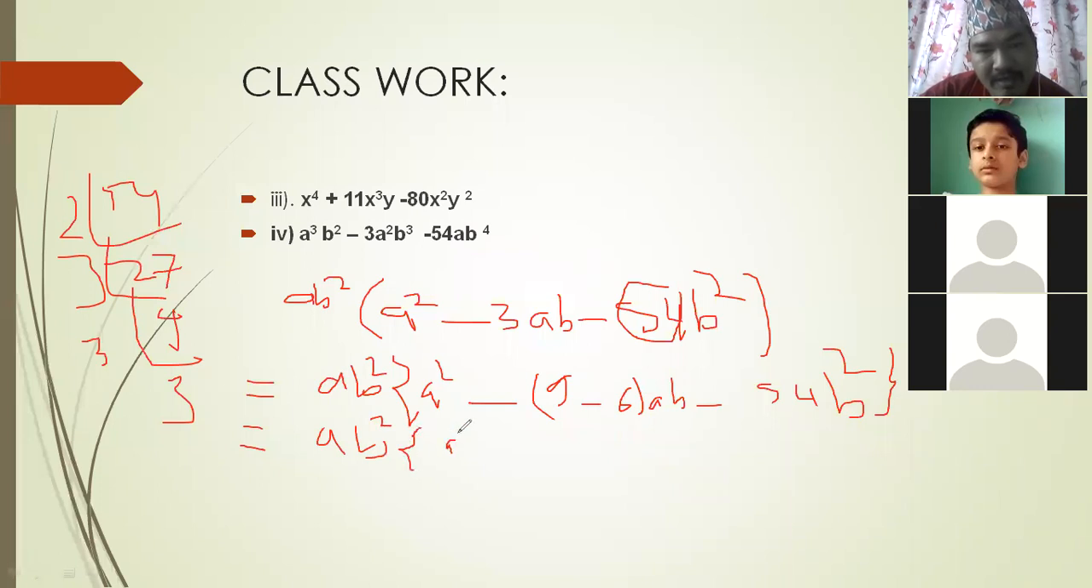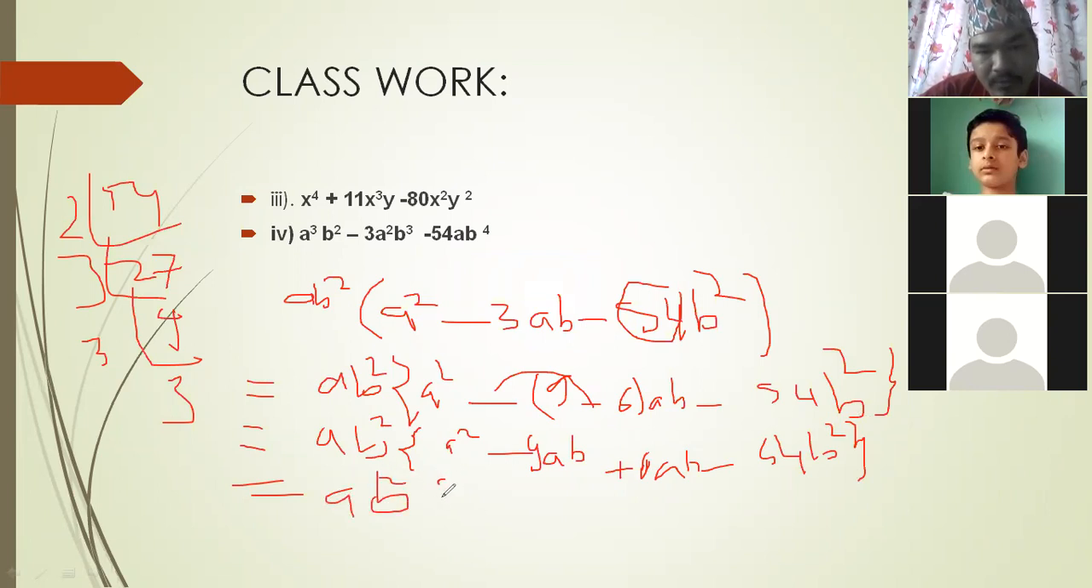A square minus 9AB, and it will be plus now, minus minus plus 6AB, this is 6 1, okay, and minus 54B square. Okay, children, then we have to write this AB square same.